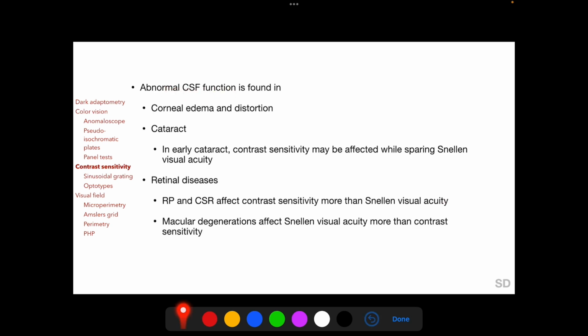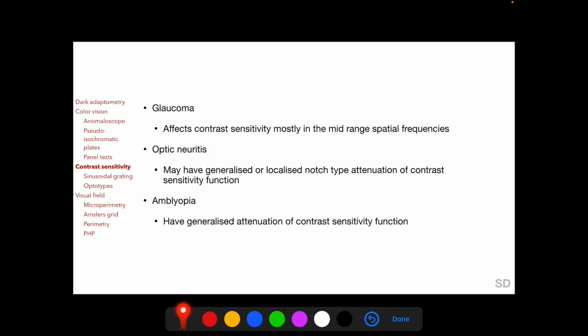Abnormal contrast sensitivity function is found in a large number of ophthalmic conditions such as corneal edema and cataract, and in early cataract, contrast sensitivity may be affected while Snellen visual acuity is spared. Retinal diseases and conditions such as retinitis pigmentosa and central serous retinopathy affect contrast sensitivity more than Snellen visual acuity, and macular degenerations affect Snellen visual acuity more than contrast sensitivity. Other conditions which can affect contrast sensitivity include glaucoma, optic neuritis, and amblyopia.